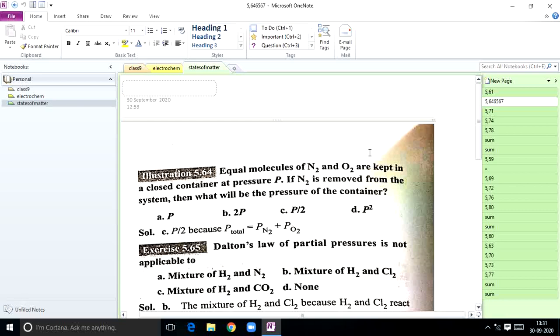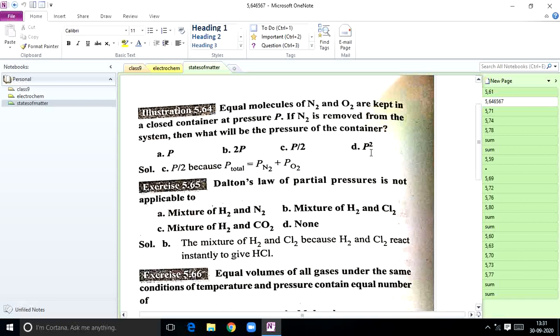Next, Dalton's law of partial pressures is not applicable to a mixture of non-reacting gases H2 and Cl2. See, actually, it is applicable to non-reacting gases. H2 and nitrogen, hydrogen will not react. But a mixture of H2 and Cl2, they react instantaneously to give HCl. Chemically reacting gases will not follow Dalton's law of partial pressures.